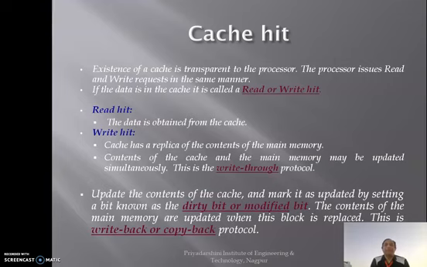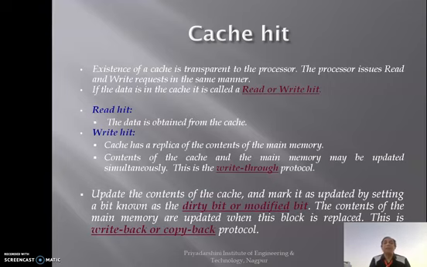Whereas in a write hit, the cache has a replica of the content of the main memory. The content of the cache and the main memory may be updated simultaneously. This is the write through protocol or the write through policy. Whenever the processor wants to write the data, it can write into the cache memory and at the same time into the main memory. The content of that particular block is updated simultaneously. This policy is called a write through policy.